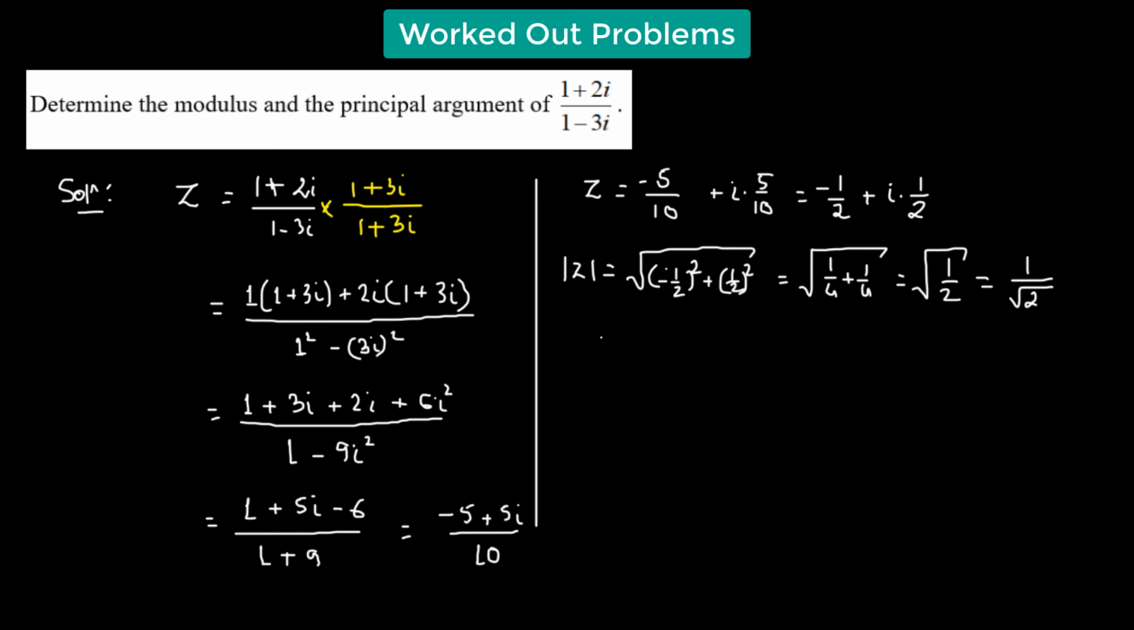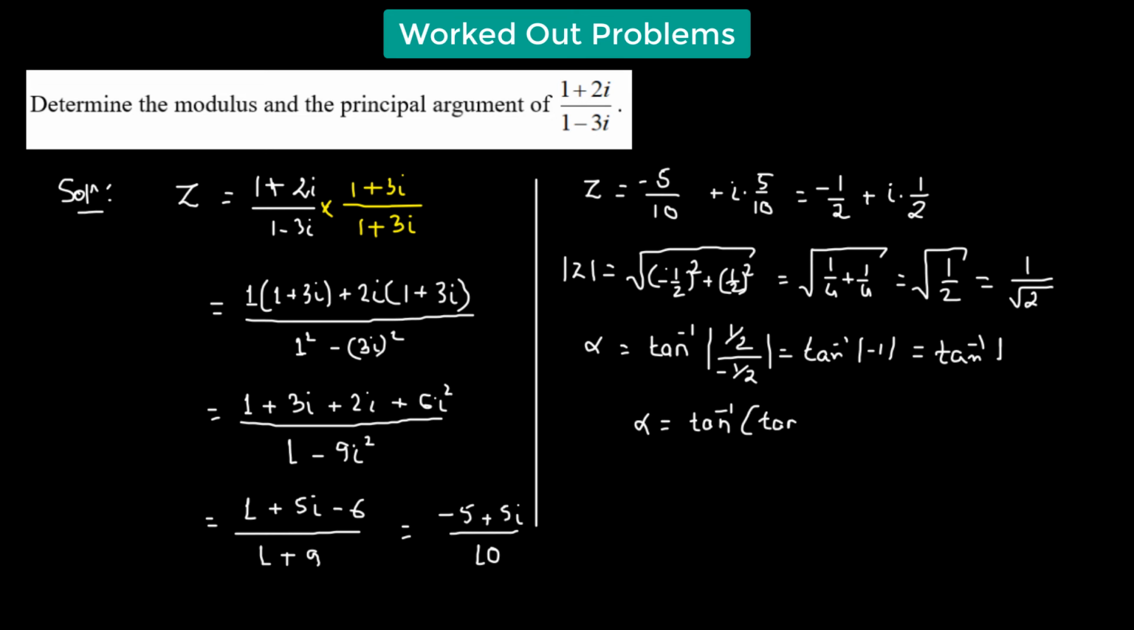Now we'll find out the acute angle alpha, and that value is equal to tan inverse of the absolute value of the imaginary part, which is 1/2, divided by the real part, which is -1/2. So that gives us tan inverse of -1, or simply tan inverse of 1. So alpha is tan inverse of 1, and 1 can be rewritten as tan of pi over 4, because tan 45 degrees is 1. So we have alpha equals pi over 4.